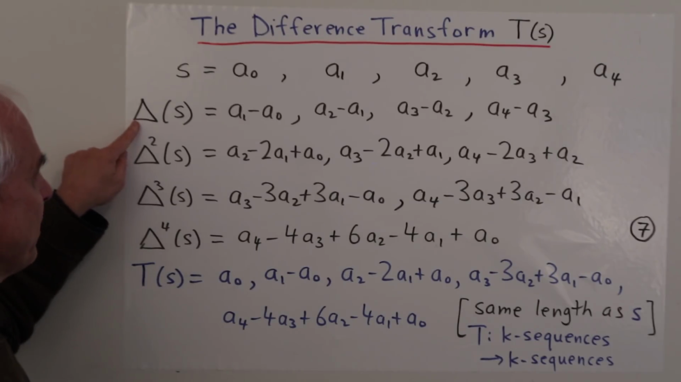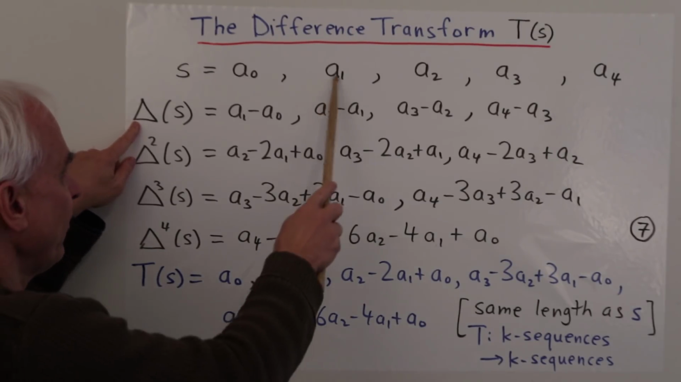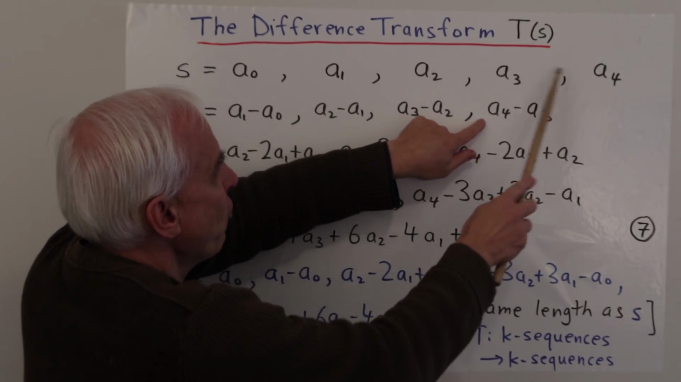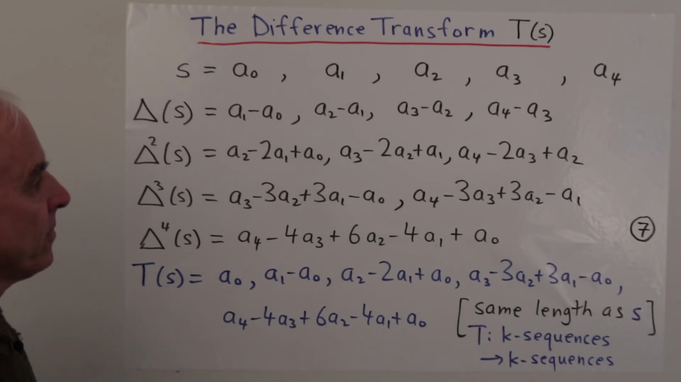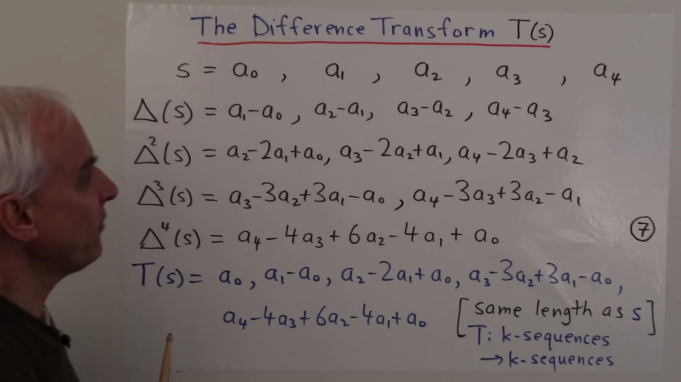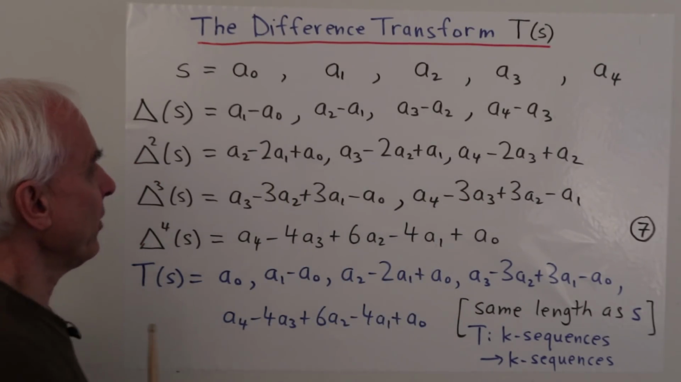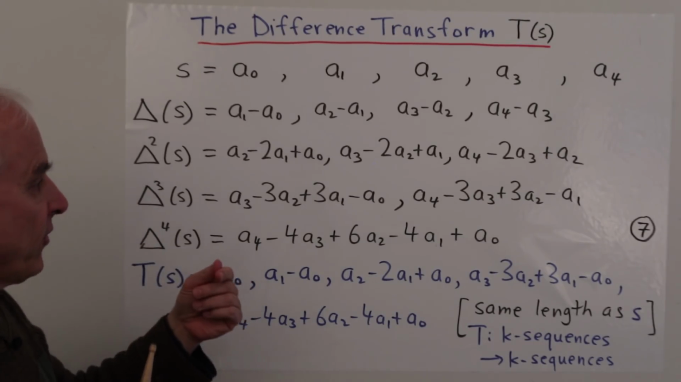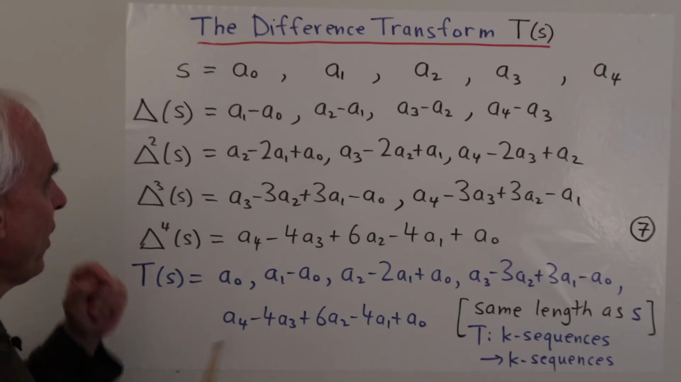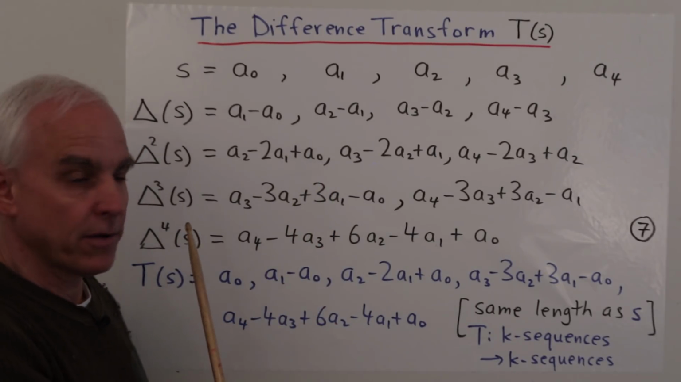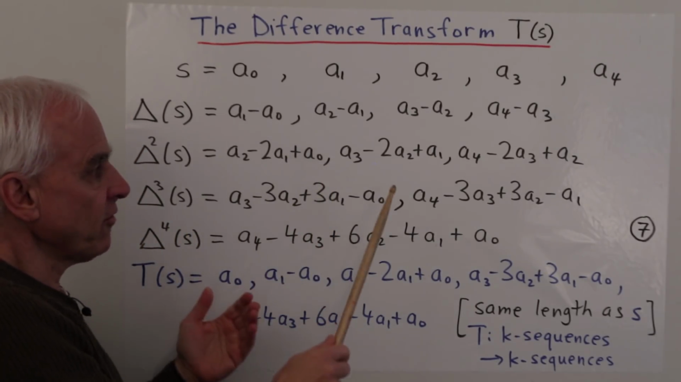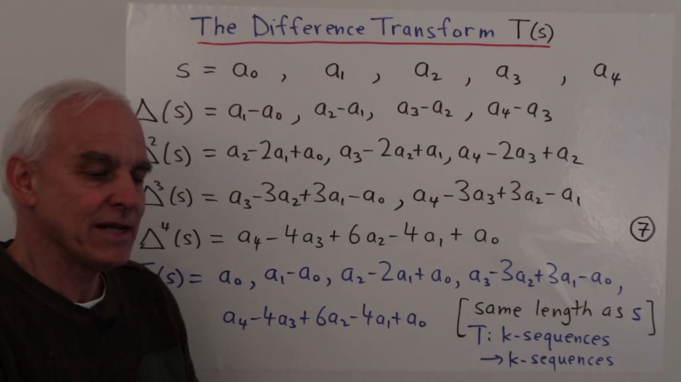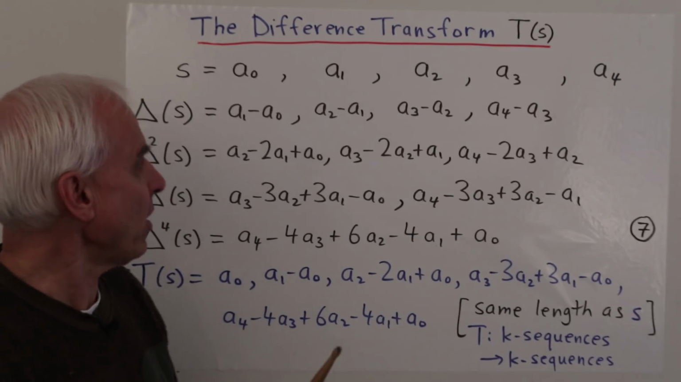So the first difference is A1 minus A0, A2 minus A1, A3 minus A2, and A4 minus A3. That was a 5 sequence. This is then a 4 sequence. Now let's look at the difference of the difference, the difference squared of S. So we have to take differences here. And it's instructive because now we're doing it algebraically and not with specific numbers. We see a little bit more clearly what's actually going on.